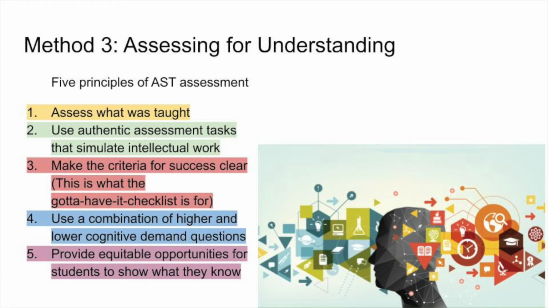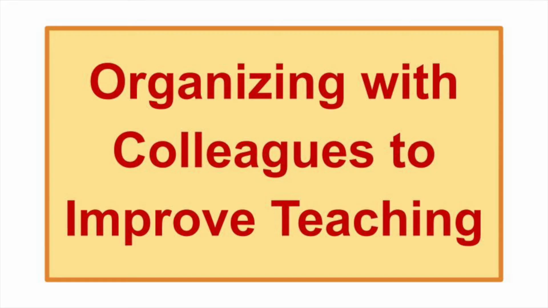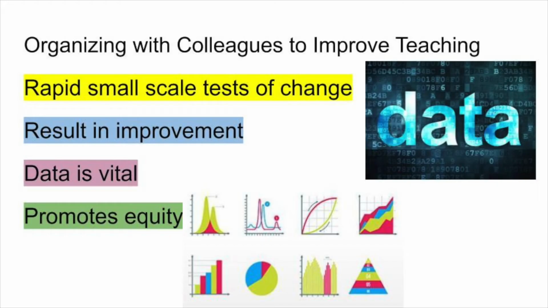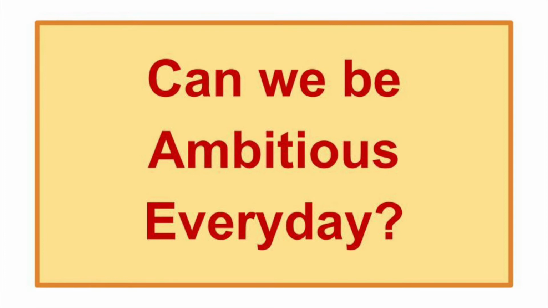That concludes the 4th and final core practice. Another thing that EDST emphasizes is organizing with colleagues to improve teaching. They lay out steps for rapid small-scale tests of infrastructure change that result in improvement. The cohort should investigate which practices work best, under which conditions, and for whom. The cohort should take data at every step and analyze it in order to provide a more effective and equitable curriculum. The final question the authors ask is, can we be ambitious every day?